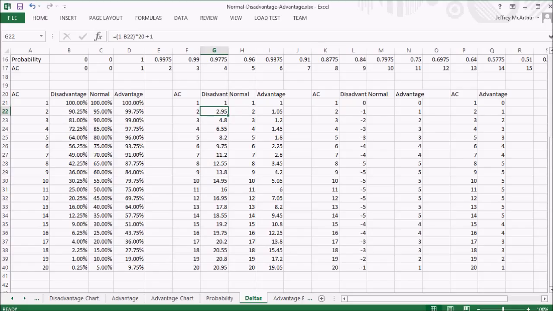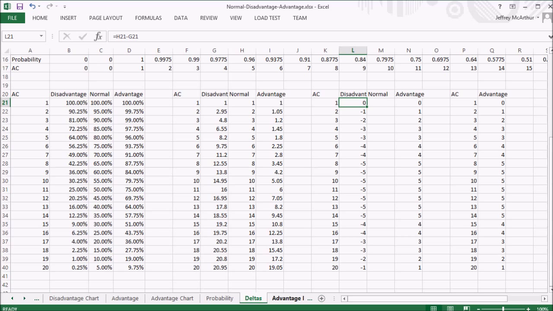Notice that this one here takes the normal and subtracts the disadvantage. That's why we get 0. So what are the differences in the odds? And then we just round it so it's 1 digit. So we get 0, 1, -1, -2, -3. This is the equivalent of a normal modifier. So what does it actually mean?